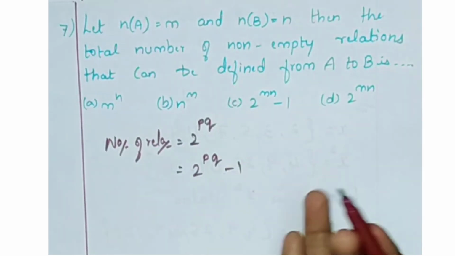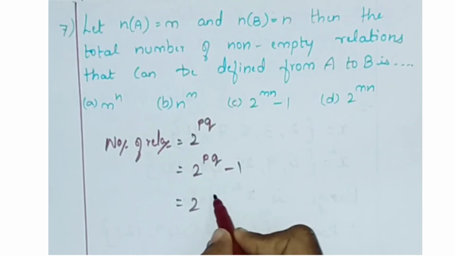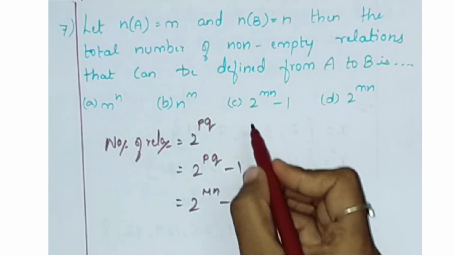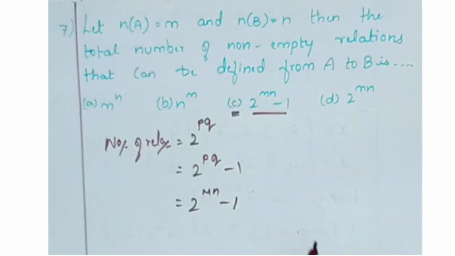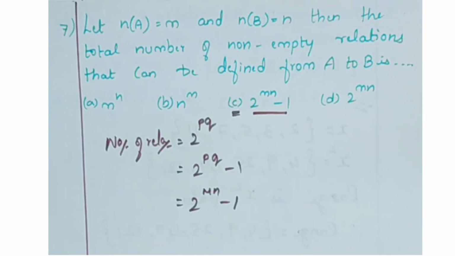pq or mn, whatever the variable is. So your answer is 2 power mn minus 1, which is C, the right answer. Okay, so now next question.